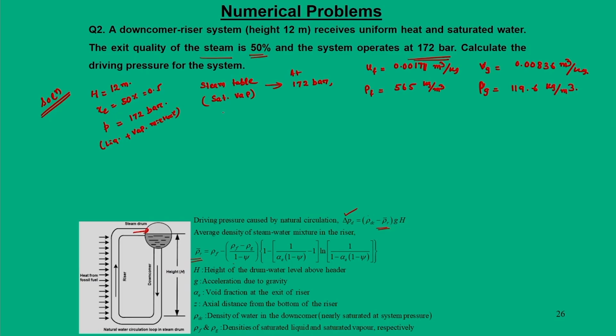Then the first term we have to find out is the void fraction, which is alpha e. You recall our expression, that is 1 by 1 plus (1 minus xe) by xe, where xe is your exit quality of the steam, into xi. And what is xi? Xi is nothing but Vf by Vg into S. S is nothing but your slip ratio.